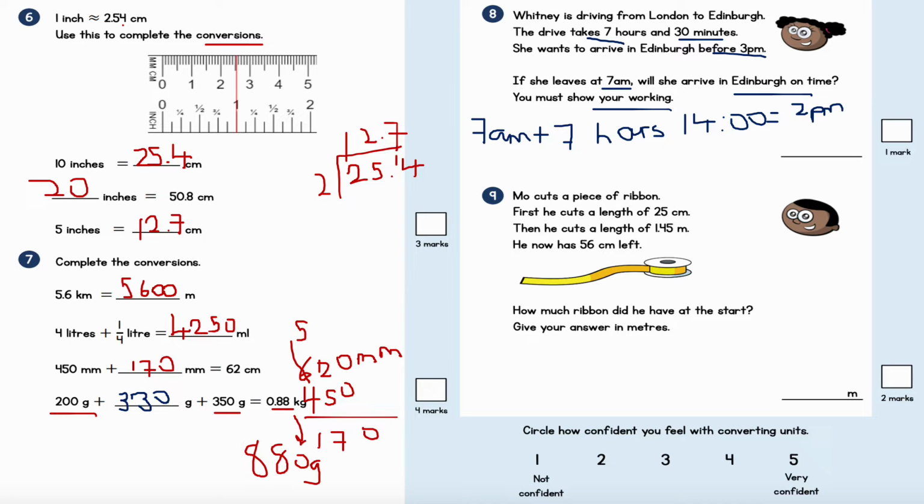2 o'clock plus the 30 minutes, so it becomes 2:30 p.m. or 14:30. So the answer is yes. So she will arrive before 3 p.m. because 2:30 or 14:30, we might say, okay, is before the hour of 1500. Okay, so it's before that. It's before 3 p.m. or it's before 1500.